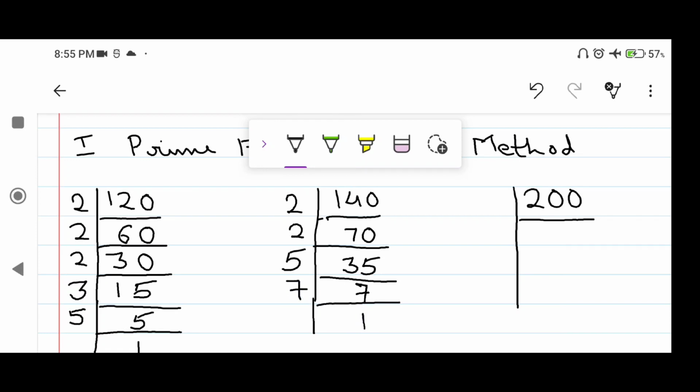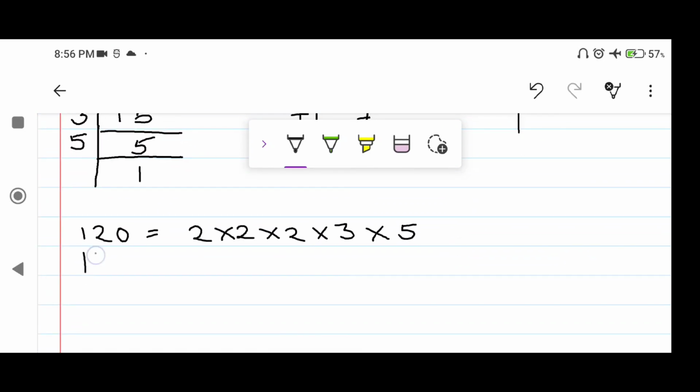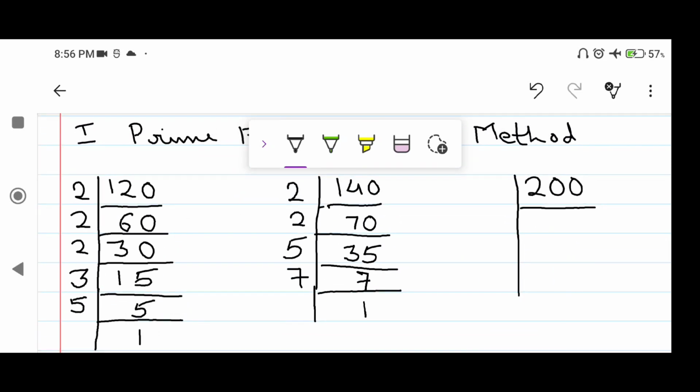7 ones are 7. So now we got the factors of 140. And these factors are 2 into 2 into 5 into 7. So these are the factors of 140. The next number, we move back to 200 to find its factors.